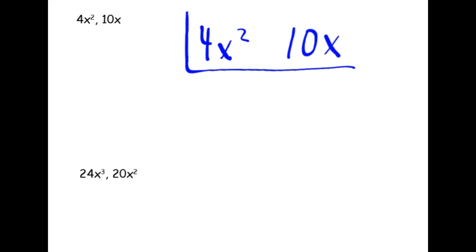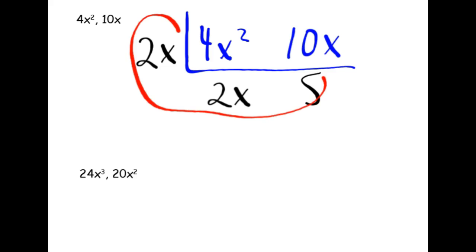Okay, so now when we get into monomials, what do we do? We write them down again, 4x squared and 10x, just as we did before, and we're still looking for common factors. What do 4x squared and 10x have in common? They have a 2x in common. So 4x squared divided by 2x is 2x. 10x divided by 2x is 5. Because 2x and 5 don't have any factors in common, we have our least common multiple right here. 2 times 2 times 5 is 20, and x times x is x squared. So 20x squared is your least common multiple.